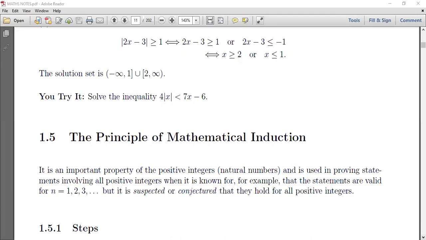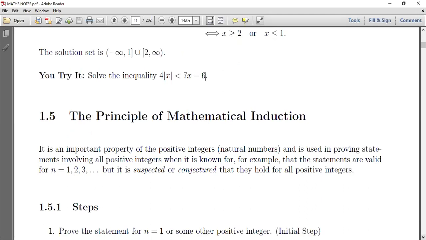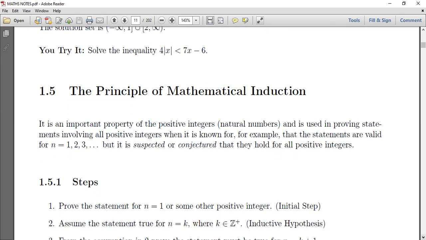Welcome back. So next we want to look at the principle of mathematical induction. When we're talking about mathematical induction, this is a way of proving some mathematical statements which are valid at every counting number or at every natural number. You now know what natural numbers are. So it's very important properties of positive integers or natural numbers. And it is used for proving statements involving all positive integers.